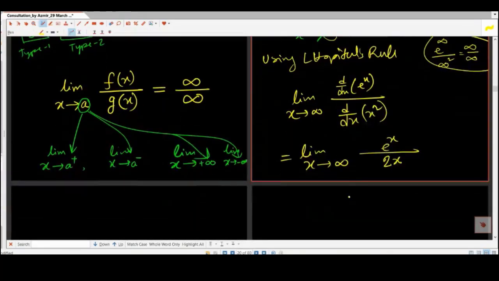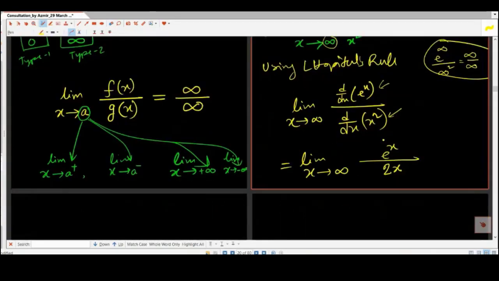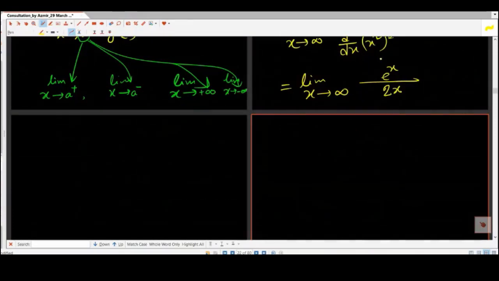First we had infinity over infinity type. That's why we applied L'Hopital's rule. L'Hopital's rule says that we differentiate both f of x and g of x separately. And finally, we have found the simplified form. Again, we have to check whether it is of infinity over infinity or not. So we have the locations x and x.